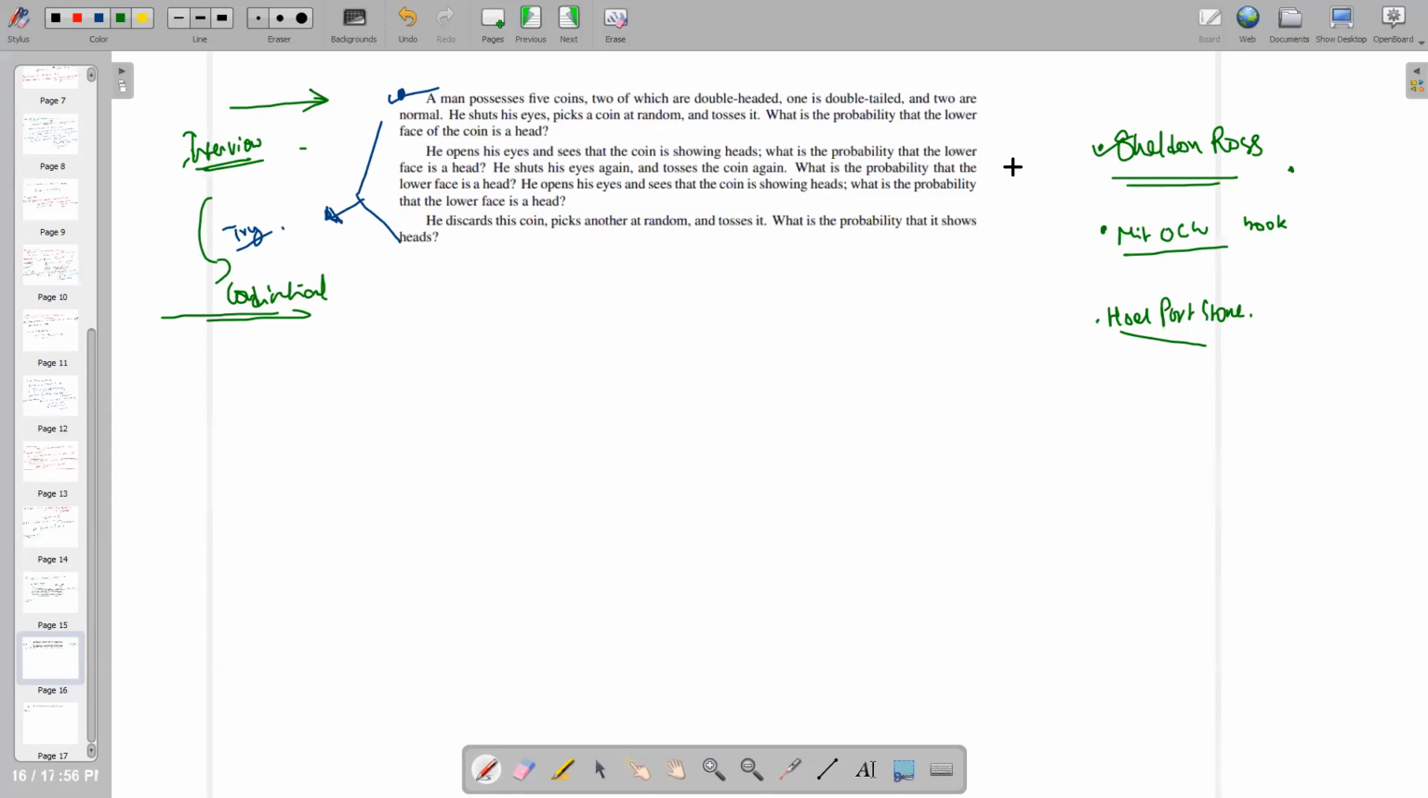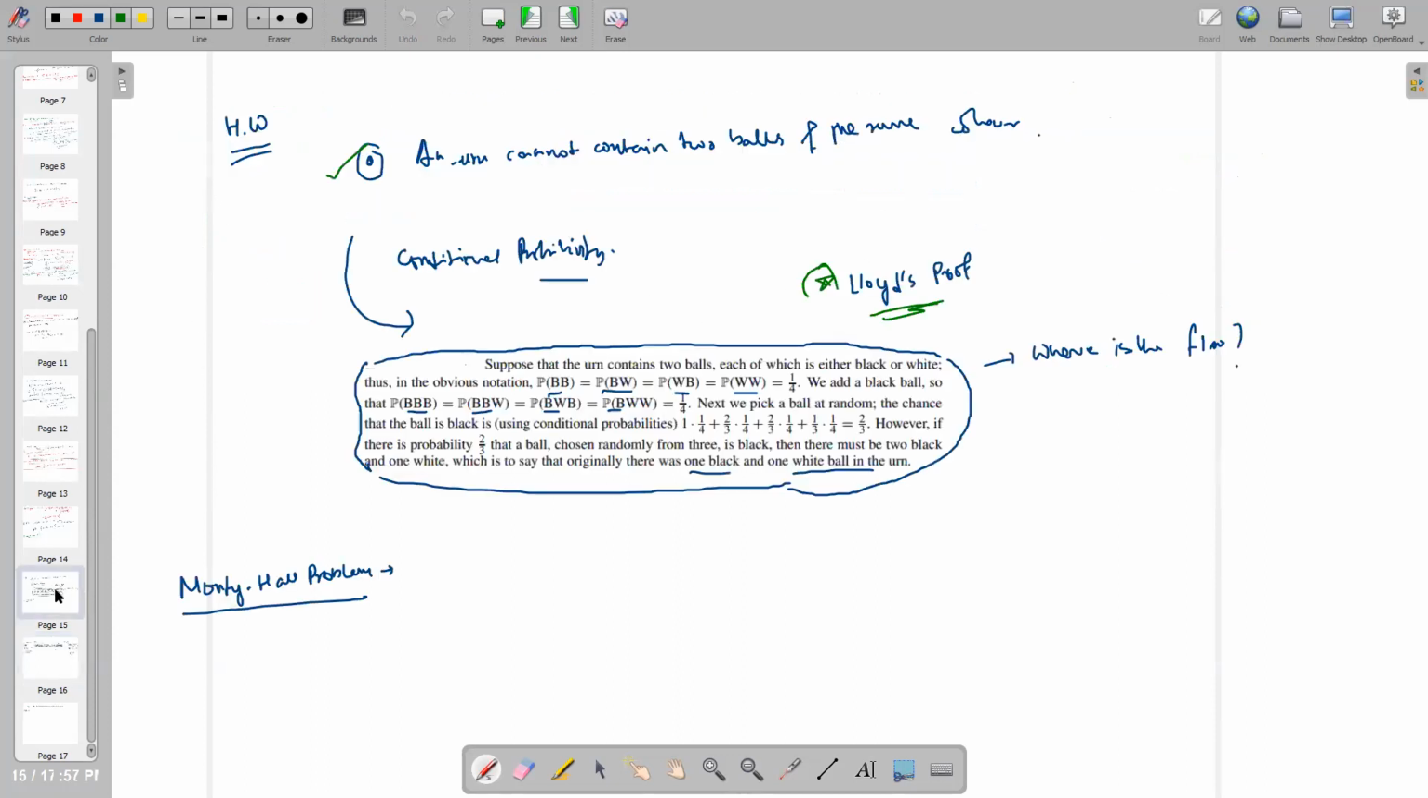The first one is 2/5. The second is 1/3. What about the others? This is a homework problem, so try this out, and in the next class I'll ask someone to tell me the answers, because this is not from today's work.